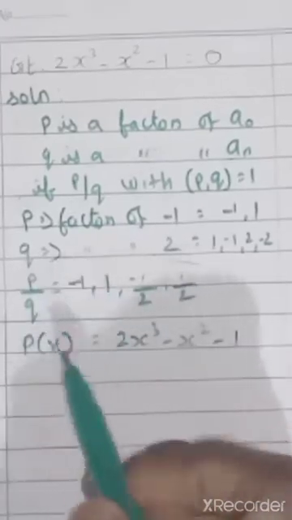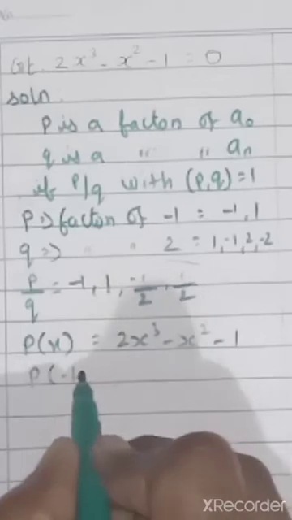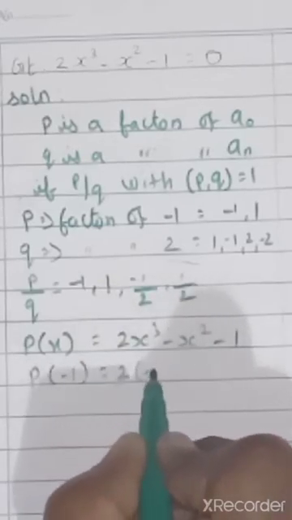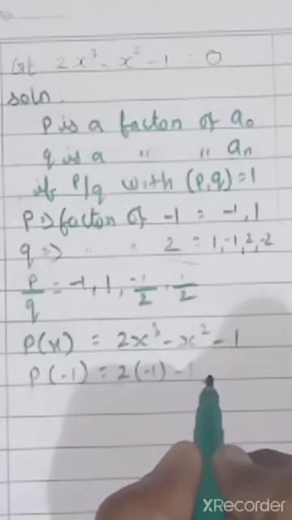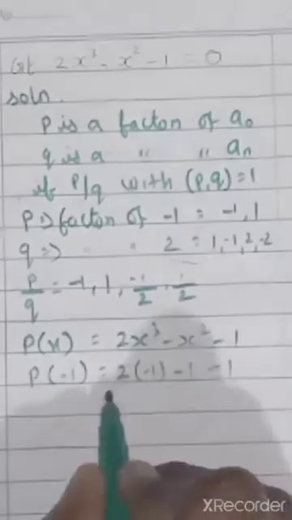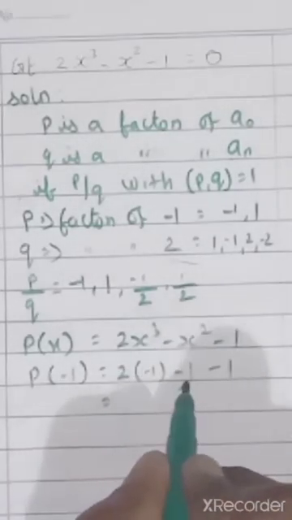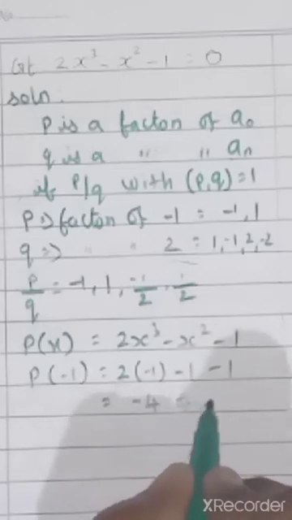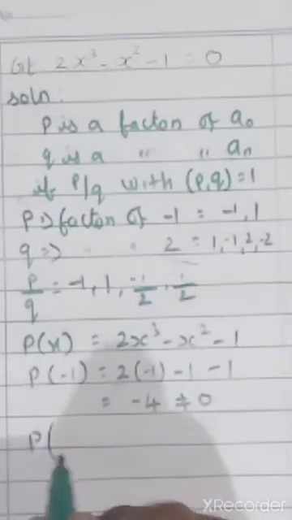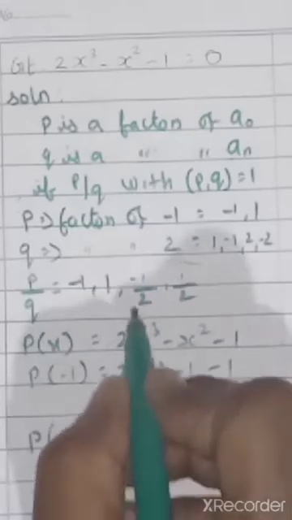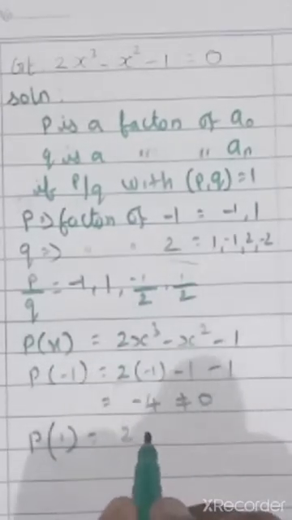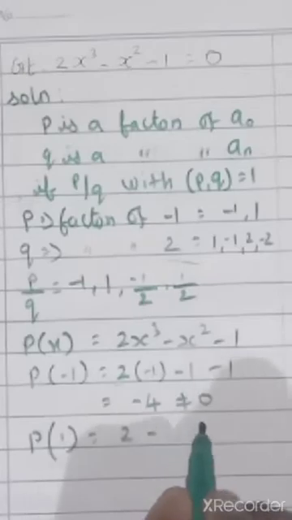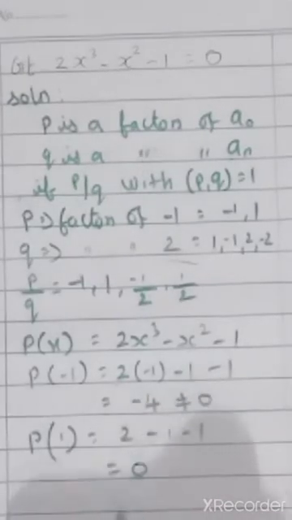So first we check P of minus 1. 2 into minus 1, minus 1 here, so minus 2, minus 3, minus 4, which is not equal to 0. Correct? Next, P of 1 we can take. So 2 minus 1 minus 1, which is equal to 0.